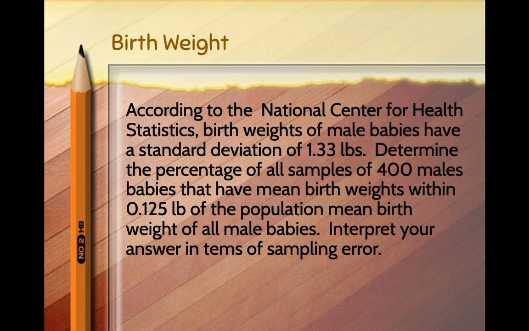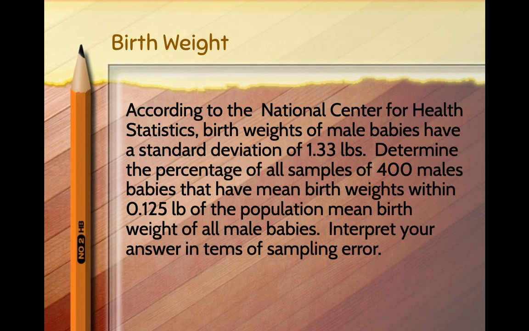So when we put this together, say the birth weight of male babies has a standard deviation of about 1.33 pounds. If we take a sample of 400 males, what's the percentage of all possible samples of 400 male babies for which the mean of my sample will be within 0.125 pounds of the population mean?